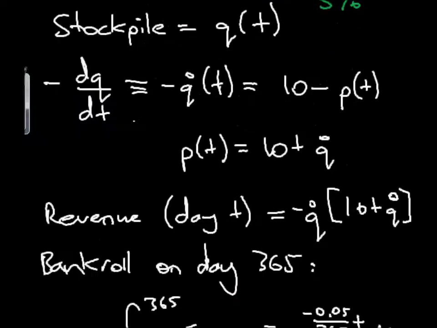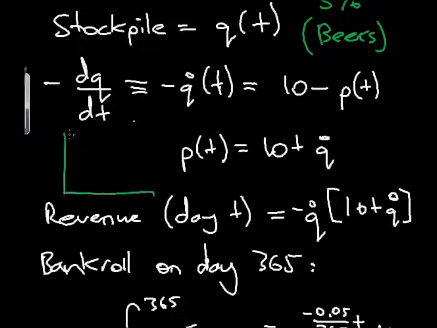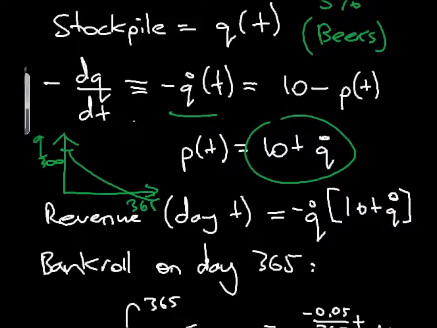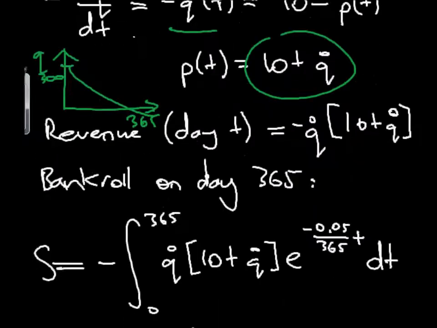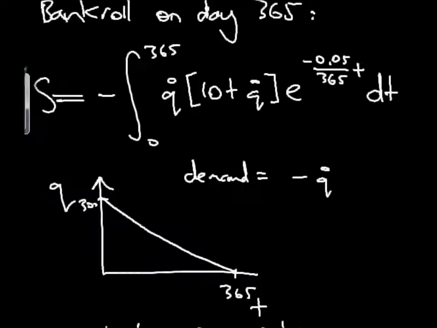Well, if my stockpile on day t is q(t), I need to pick a pricing strategy that optimally spaces out my sale of 300 beers over 365 days. I sell negative q dot beers on day t for a price of 10 plus q dot per can. q goes from 300 to 0 as t goes from 0 to 365. So at 5% interest, this is the present value of all my takings.